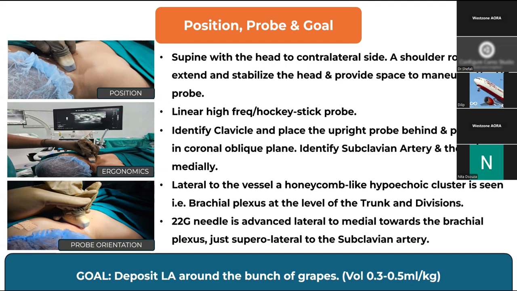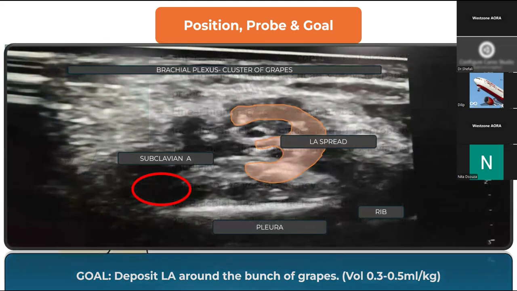A 22 gauge needle is advanced lateral to medial and just superior lateral to the subclavian artery. The goal is to deposit local anesthetic around the bunch of grapes with a volume of 0.3 to 0.5 ml per kg.